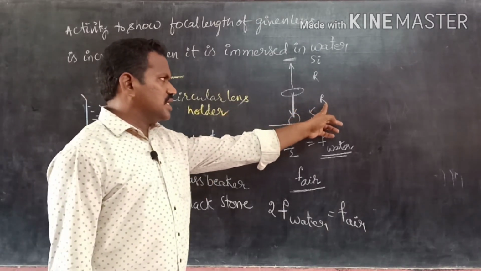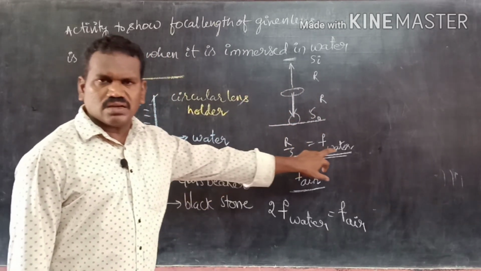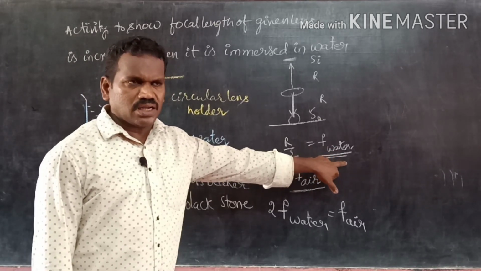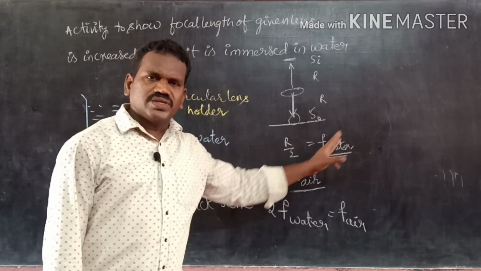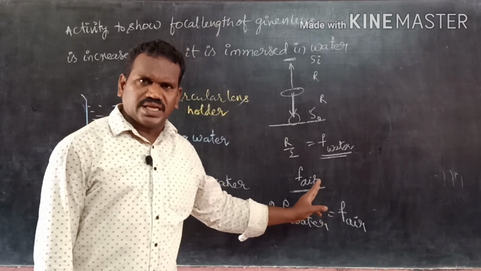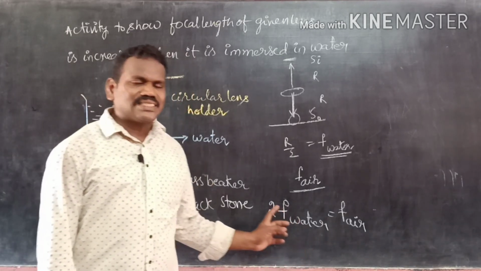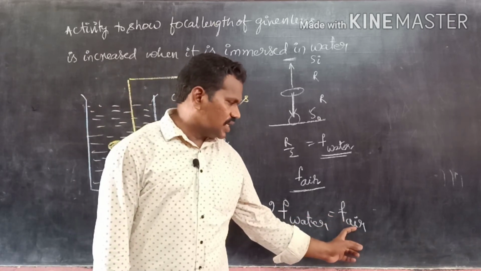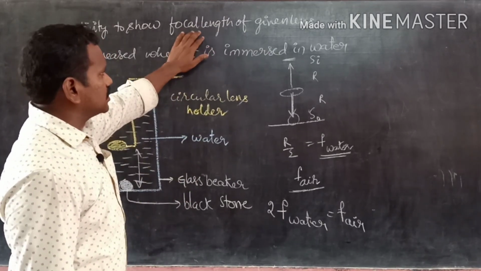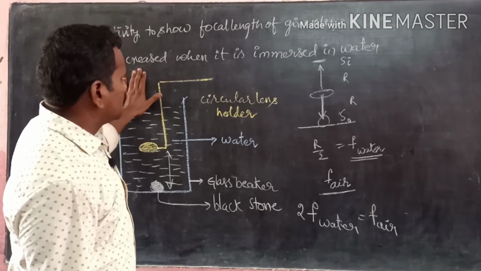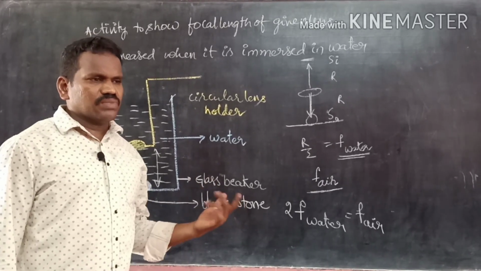We calculated the radius of curvature of the lens in water, and by making it half we calculated the focal length of the lens in water. By comparing the focal length of the lens in water with the focal length of the lens in air, it is proved that the focal length of the lens in water is twice that of the lens in air. From this activity, we proved that the focal length of a given lens increases when it is immersed in water. Generally, it becomes twice when it is immersed in water.